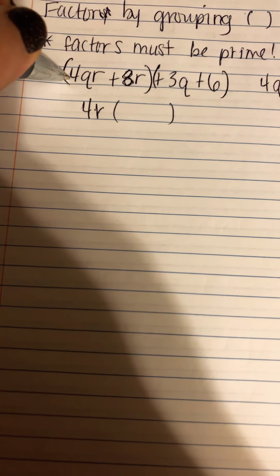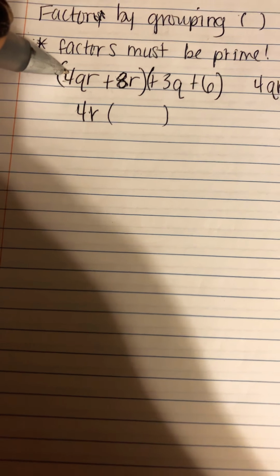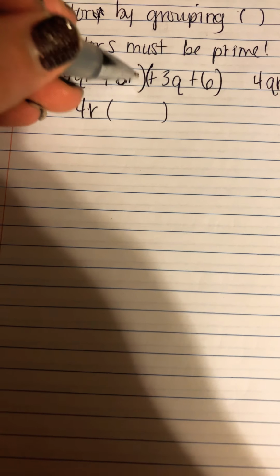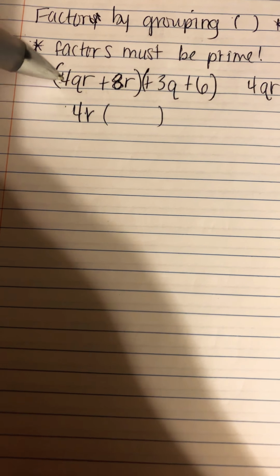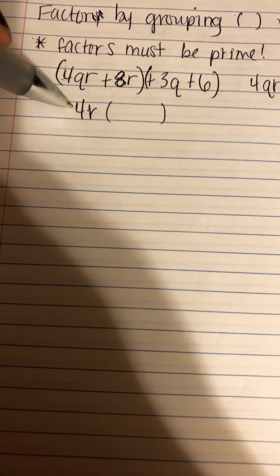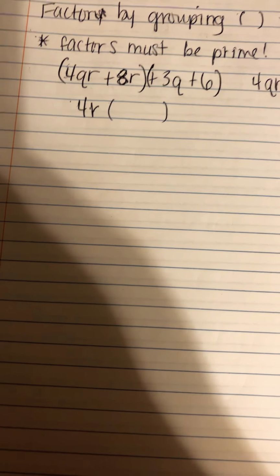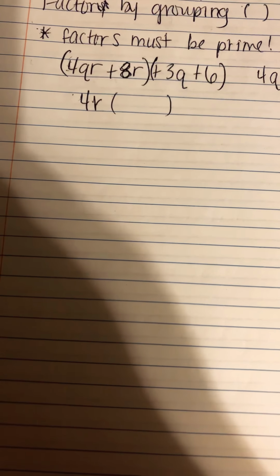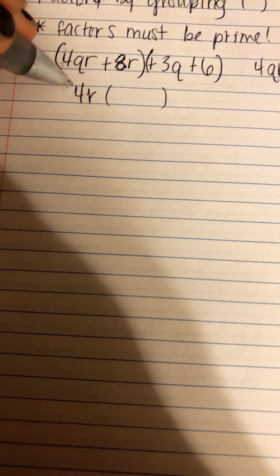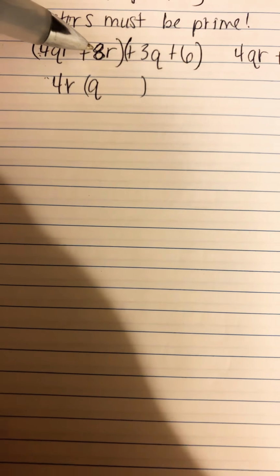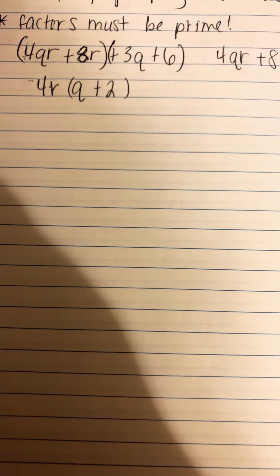So from this first set of parentheses, I noticed that both terms have a 4 in common. Both terms also have an r in common. Both terms do not have a q, so that is not part of our GCF. So my GCF for this first set of parentheses is a 4r. And then just like your work from today, you're going to write down what's left inside the parentheses. So what would be left from 4qr after we factor out a 4r would be a q. And then after we factor out a 4r from 8r, we would be left with a plus 2.